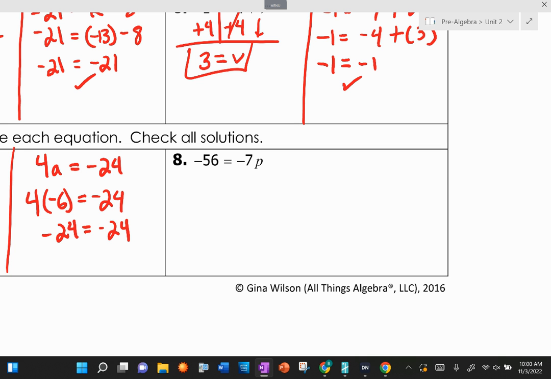Guys, once you finish number 8, you're welcome to give number 9 a go if you would like.